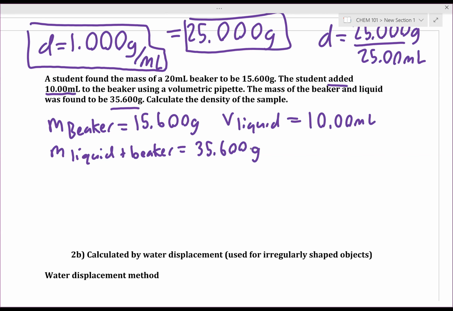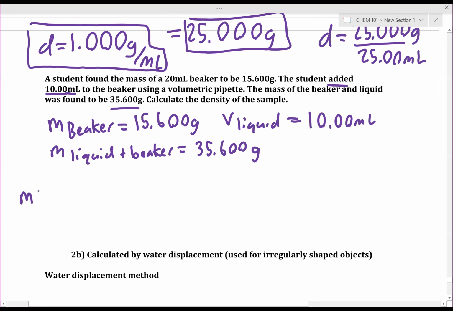So I've seen a lot of reasonable responses, so let's discuss this together as a class. So what's our first order of business? How do we calculate the mass of our liquid? Can we calculate it via difference? Yes, right? So what two values do we need to calculate our mass? The mass of the liquid and beaker, and what else? The mass of the beaker, right?